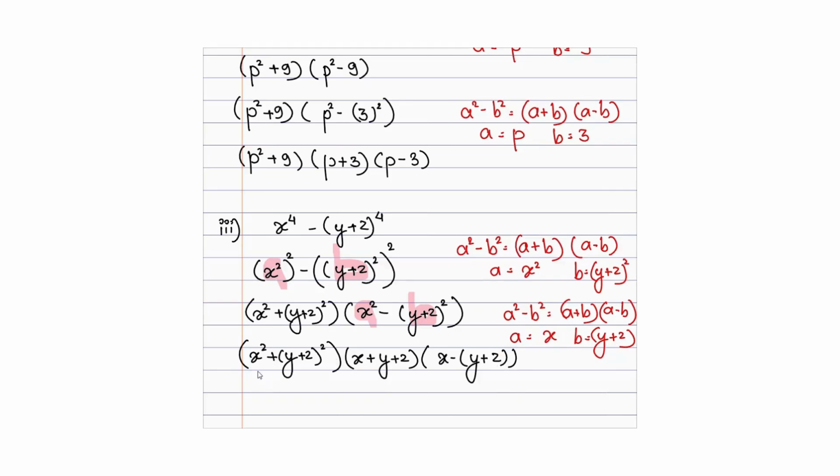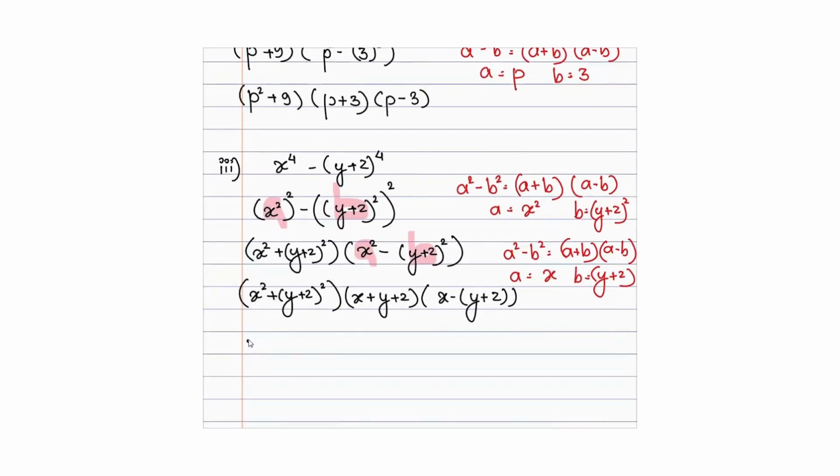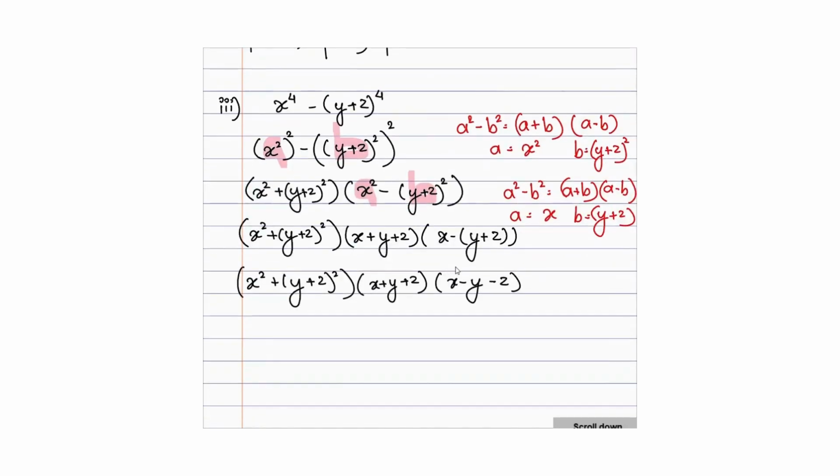Okay, now what will happen next? This will remain x square minus (y plus z) the whole square, right? This will be x plus y plus z, and this will be x. The minus sign will go inside, and all the signs will get changed. So this will be x minus y minus z. So this is how this question will get solved. I hope you understood it.